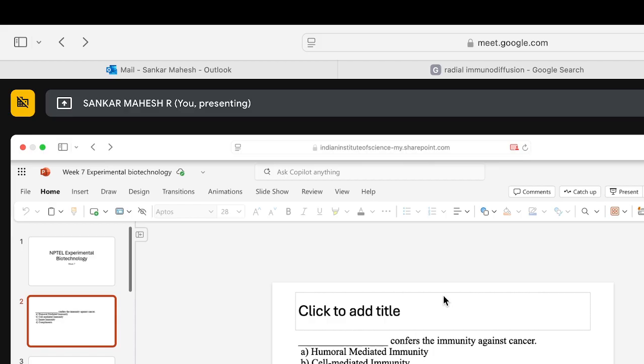Dash confers the immunity against cancer. And four options are given here: humoral mediated immunity, cell mediated immunity, innate immunity, and complements. So complements is complement system. So you can take a couple of minutes to think about this question, and whoever knows the answer can raise your hand.